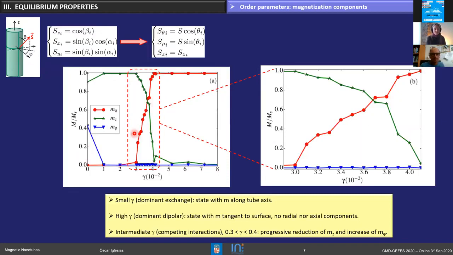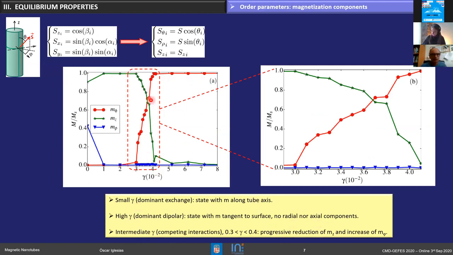For this range of intermediate values of the coupling parameter, when we look at the magnetization components, we see that for small gamma, where exchange dominates, the spins point along the tube direction, whereas for high gamma, the spins have a component which is tangent to the surface with no radial and no axial components, which is typical of a vortex structure.